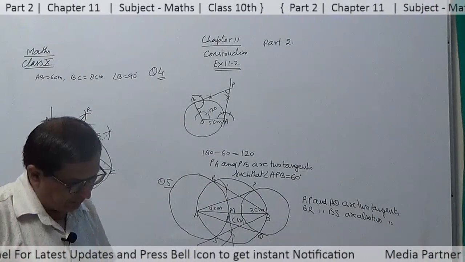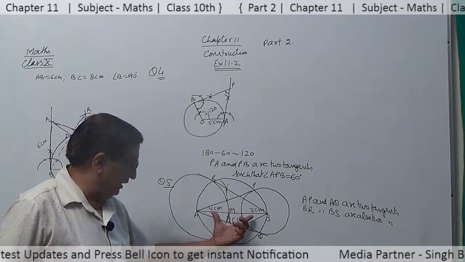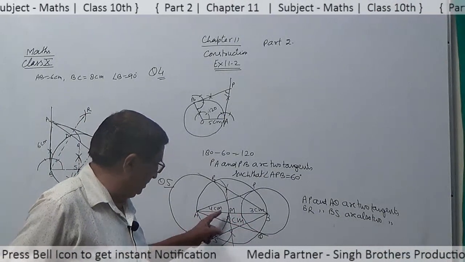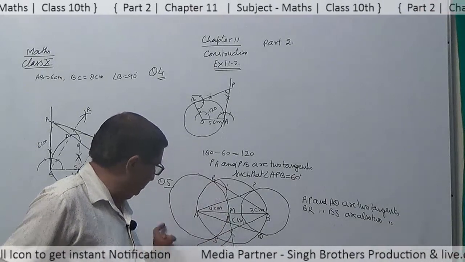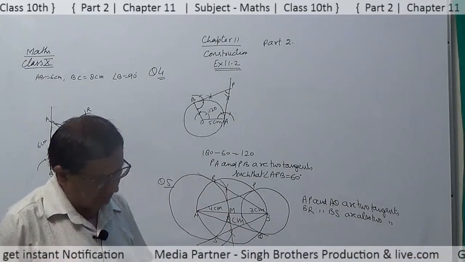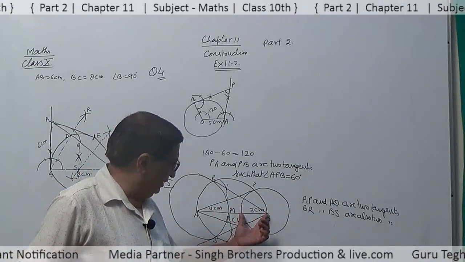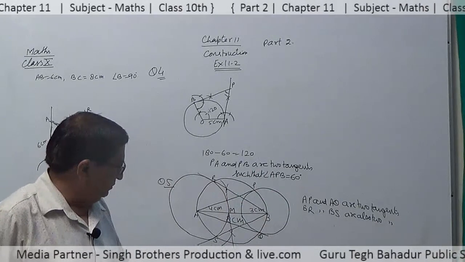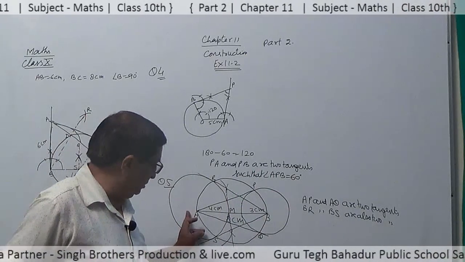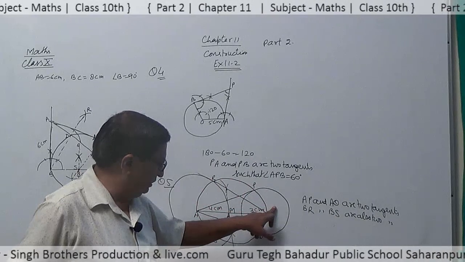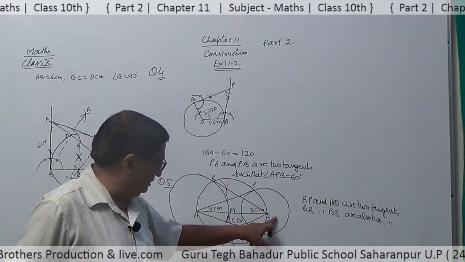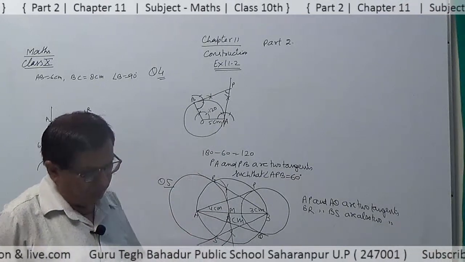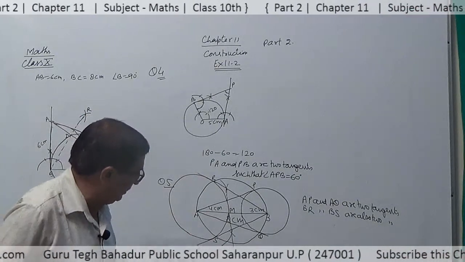Question number 5. AB is a line of 8 centimeter. Taking A as a center, draw the circle of radius 4 centimeter, and with radius 3 centimeter, draw another circle. From point A, draw the tangent to circle B with center B, and from point B, draw the tangent to circle A. So, how will you draw it?